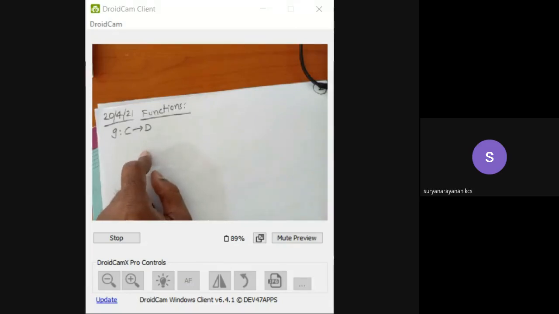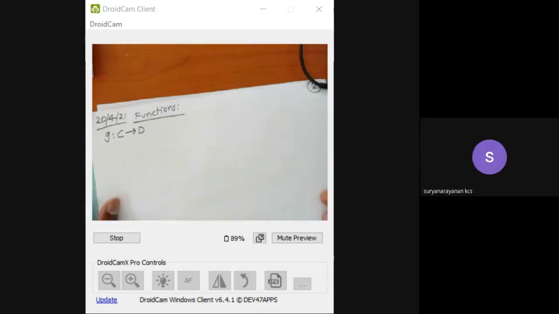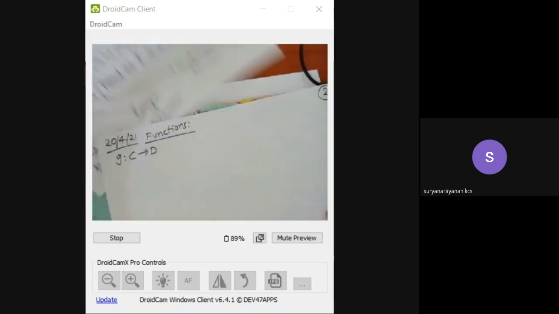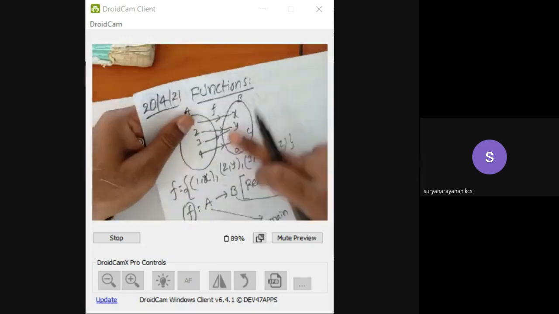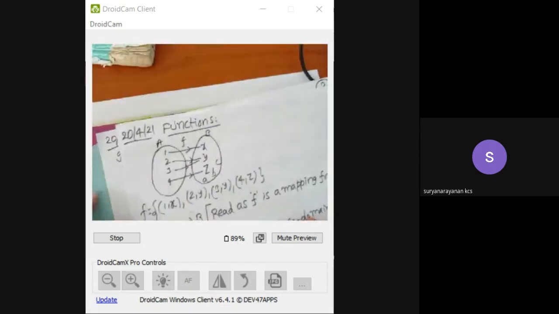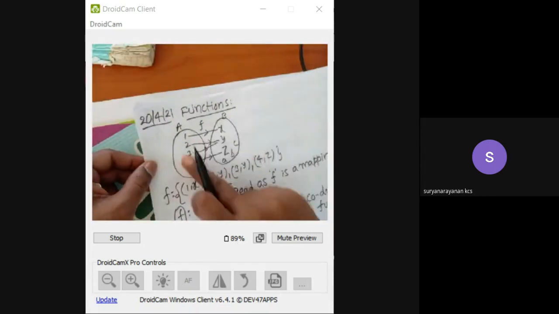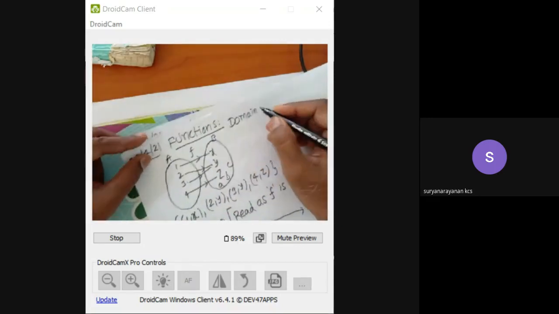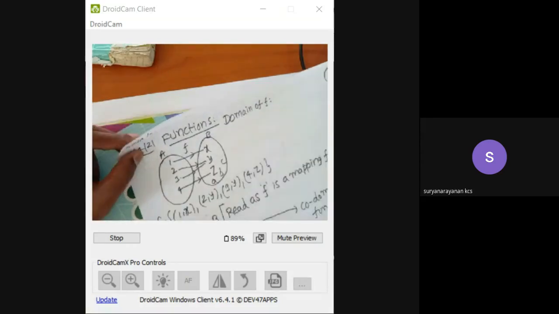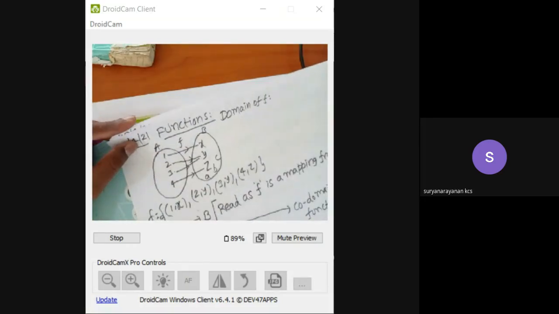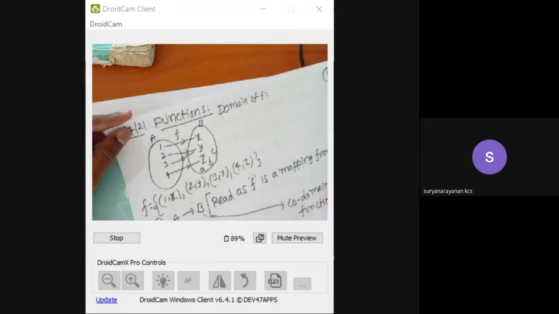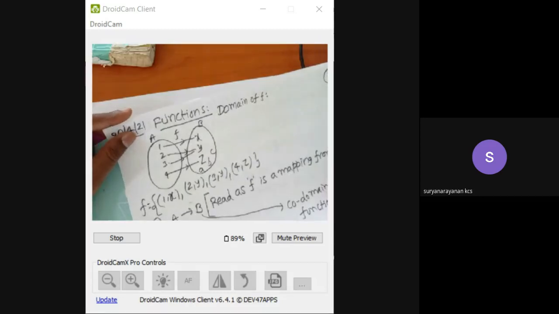Okay, my children. Got this point? Yes, sir. Now come to this next one. Range. In this example, just by seeing this arrow diagram, what is the domain of F? Can you tell me, Ayush Singh, what is the domain of F? By observing this arrow diagram, what is the domain of F?